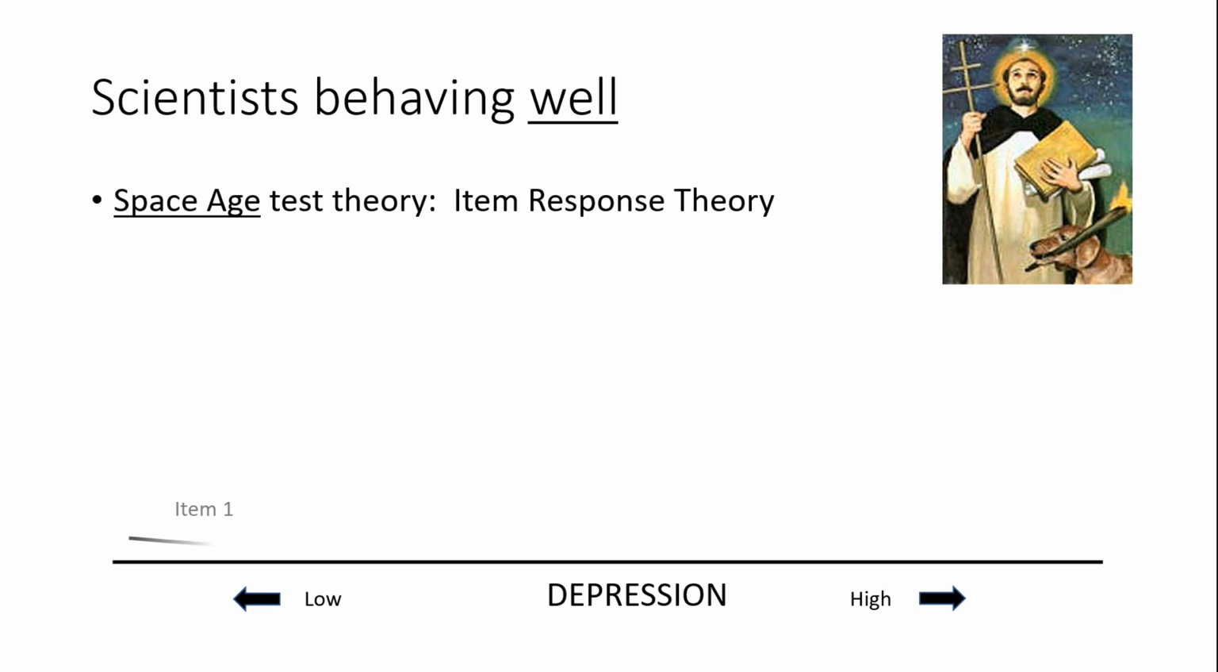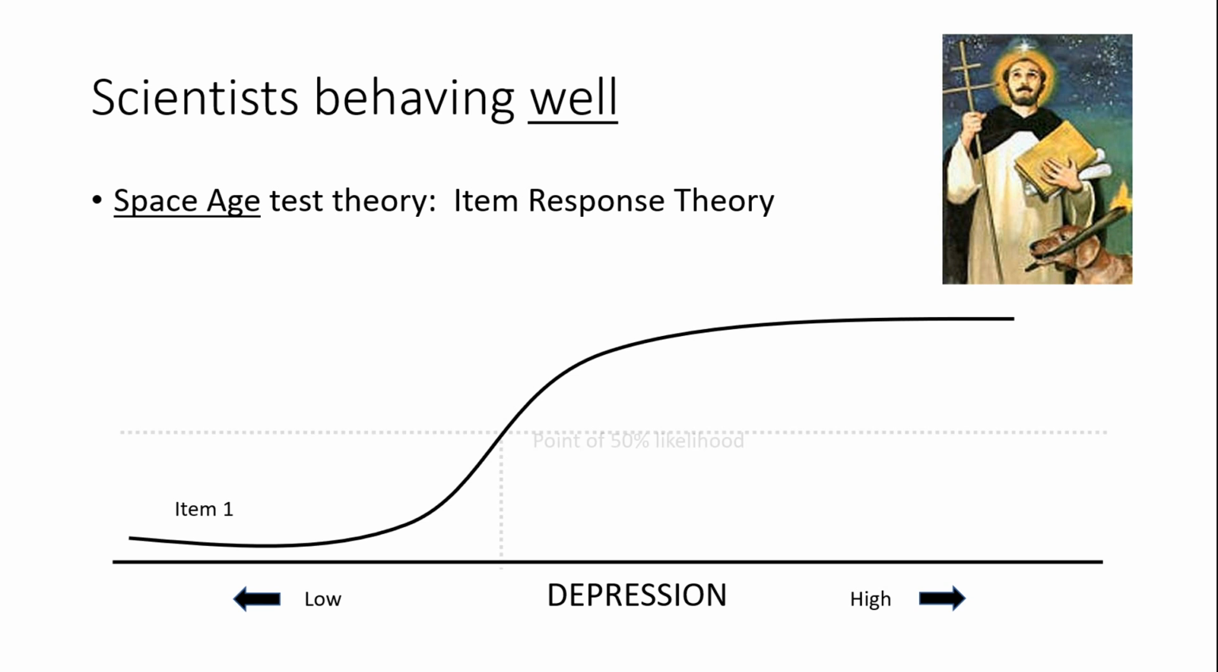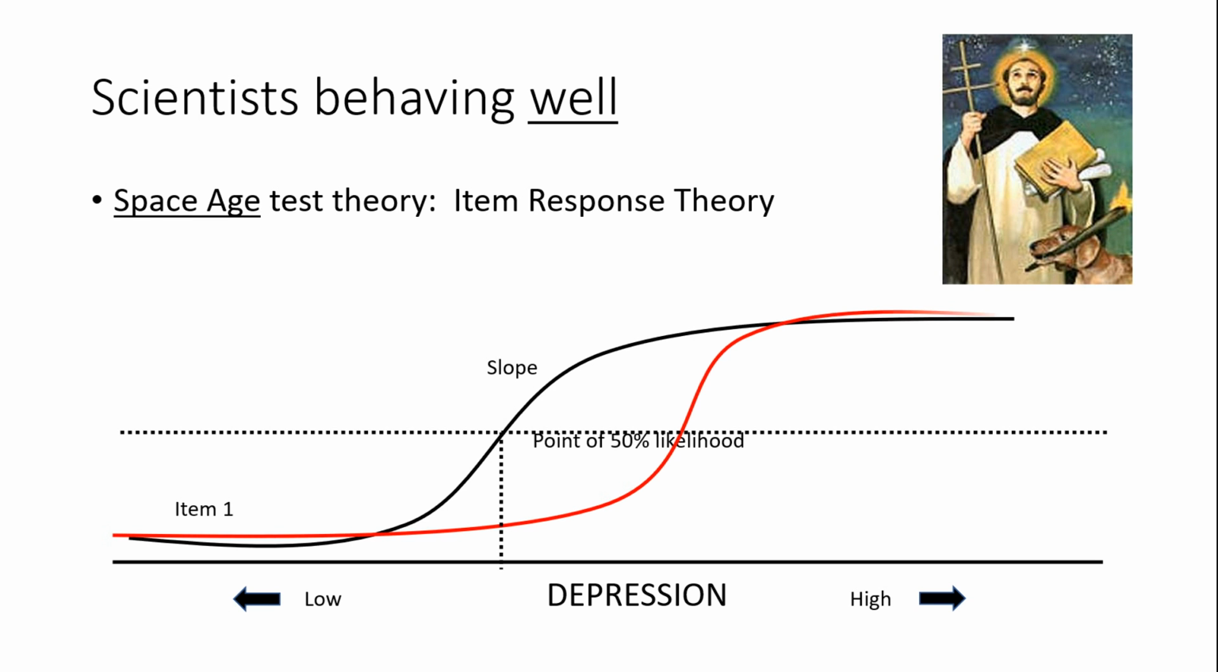Space Age test theory is item response theory. Rather than assuming there's a point at which people flip from no to yes, we look at the odds that people are going to respond no versus yes as you go from low to high on depression. So there's a point of 50% likelihood of saying no versus yes, and at that point we have a slope. But then item 2 has a different point of 50% likelihood and a steeper slope. And item 3 similarly. Okay, that's full item response theory, and those patterns can be recovered from the data.